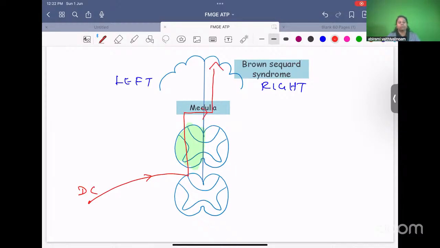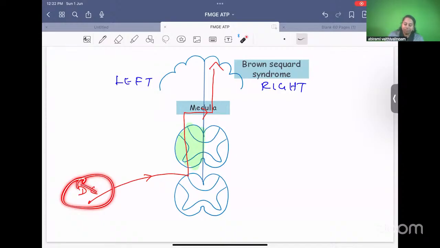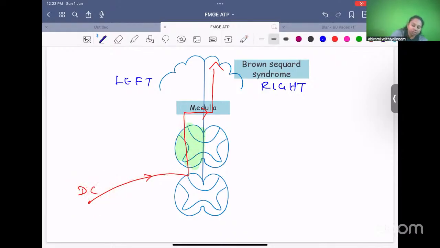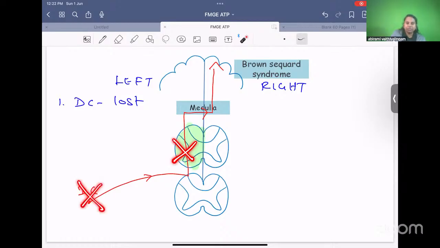Because we already know dorsal column crosses in the medulla. So dorsal column sensations carried from the left half of the body are passing through the damaged portion of the cord. So on the left half of the body, you will lose dorsal column sensations. Number one, dorsal column will be lost. Yes, if this is cut, the same side dorsal column sensations will be lost.